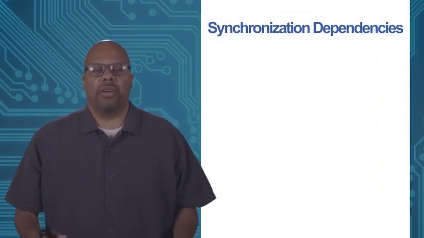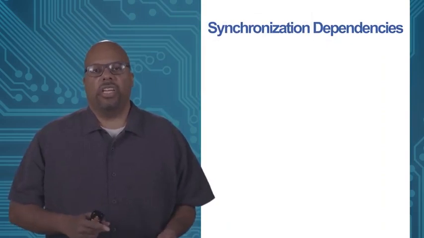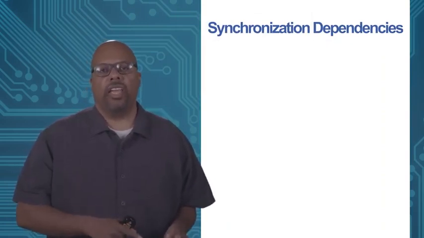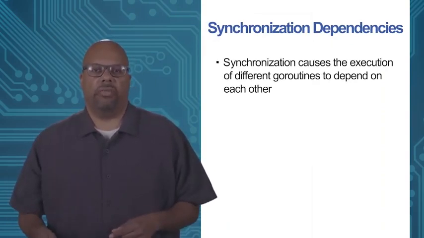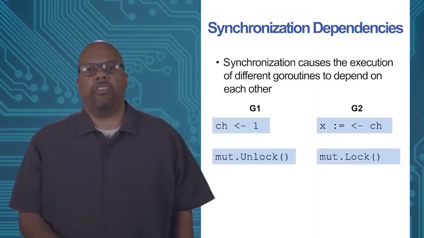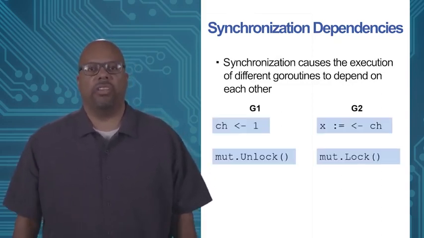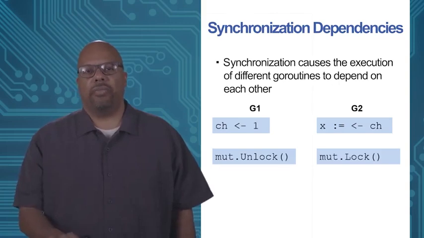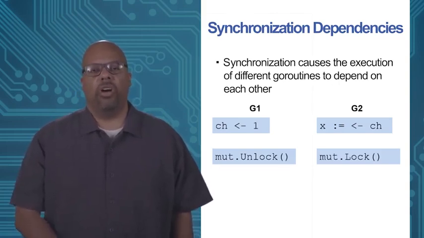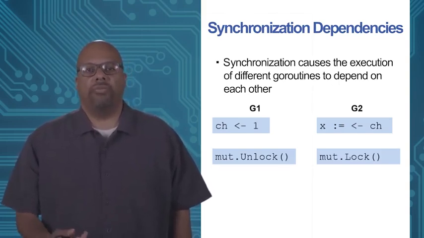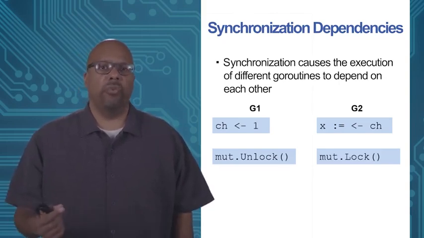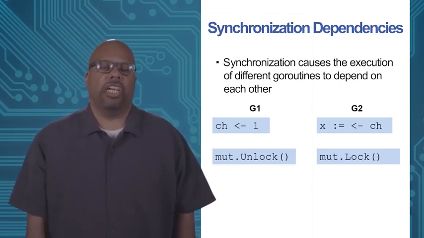So deadlock comes from synchronization dependencies. What I mean by that is you can have multiple Go routines, and synchronization can cause one Go routine's execution to depend on the other. As an example here, we have G1 and G2. These are two Go routines. Let's look at the top row. In G1, there's a channel ch, and G1 is writing the number 1 onto the channel.